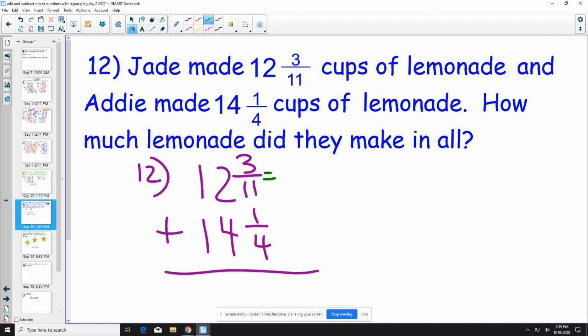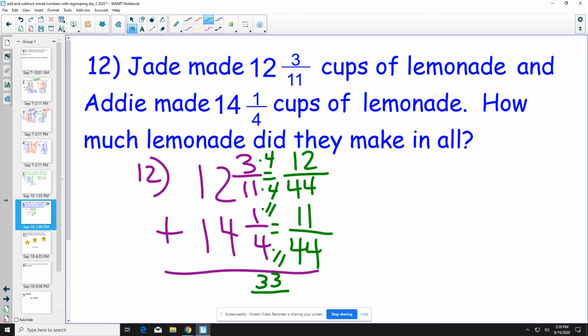Okay, so let's see how you did. Did you get a common denominator of 44? Let's see, 11 times 4 is 44, so 3 times 4 is 12. 4 times 11 is 44, so 1 times 11 is 11. We're adding, so 12 plus 11 is 33. Oops, I'm wrong. It's 23. So if I add 12 plus 11, I get 23 over 44. And if I add my whole numbers, I get 26.